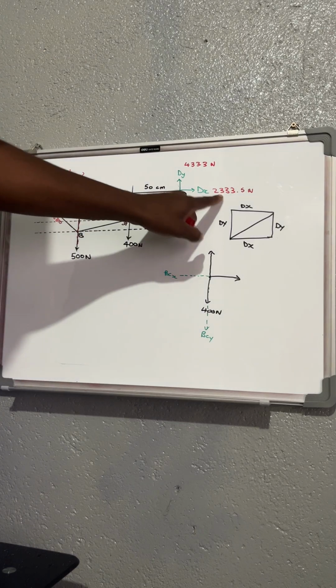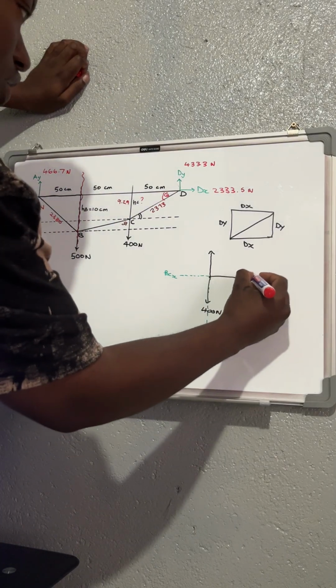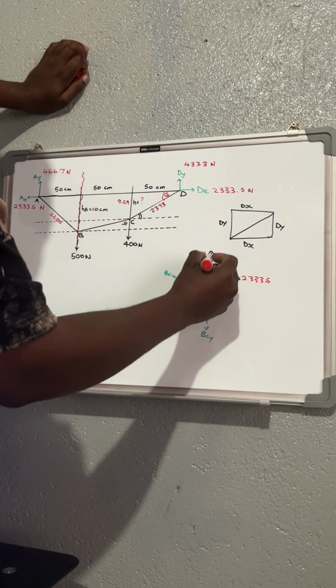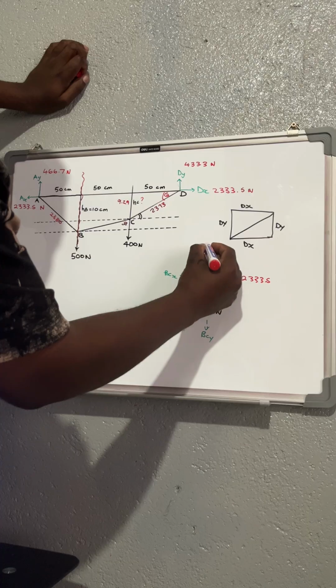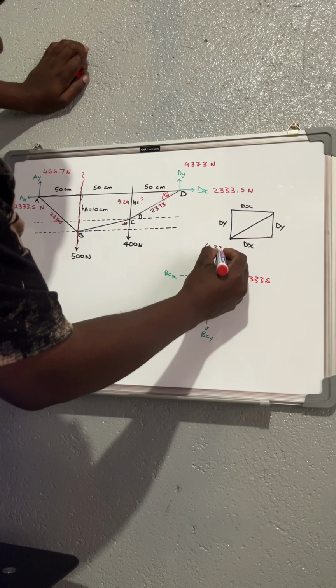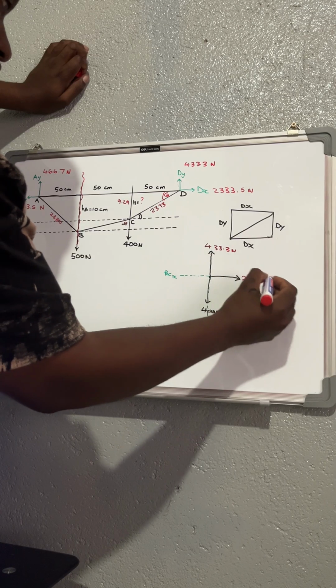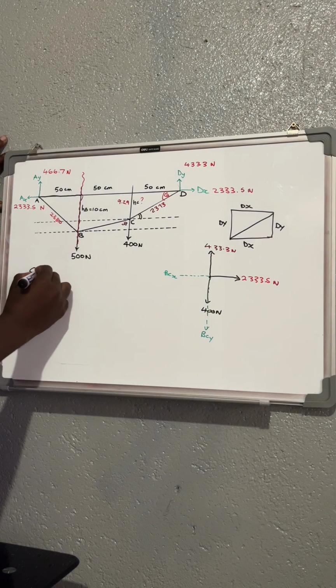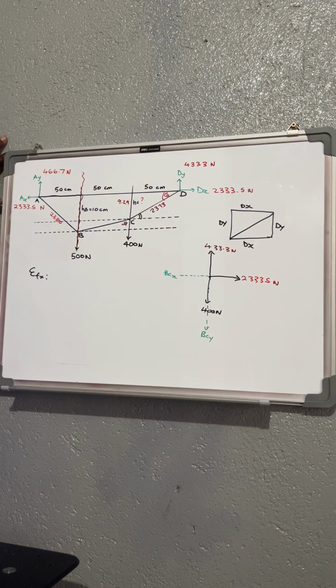We have that dx here, which we can just write as 2333.5. Then this one that is going up, we're going to say it's 433.3 Newton. So now what we have to do is to just calculate the sum of the forces in the x direction and the sum of the forces in the y direction.